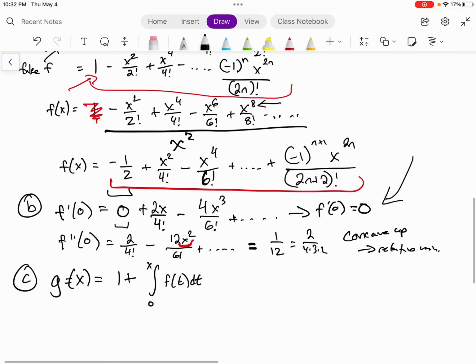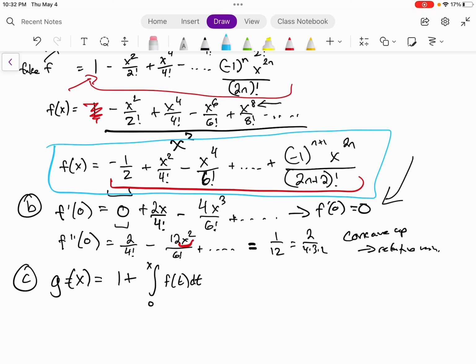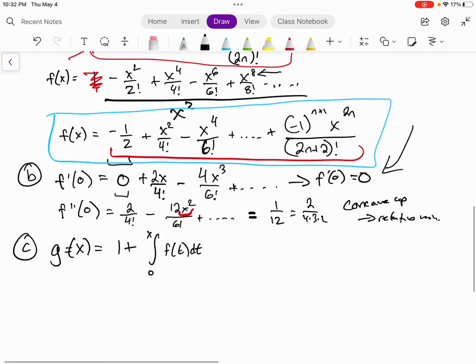Well, that's just integrating this, right? So I just want to integrate this thing that I'm going to now circle in blue. And it wants the 5th degree, which means we've got to go out till we have x to the 5th. So g is clearly 1 plus the integral of this thing.